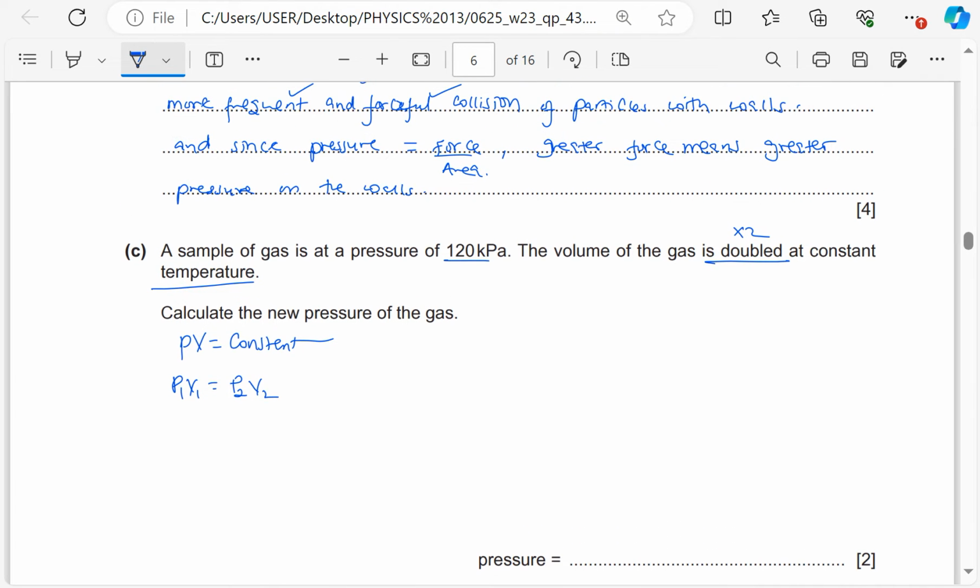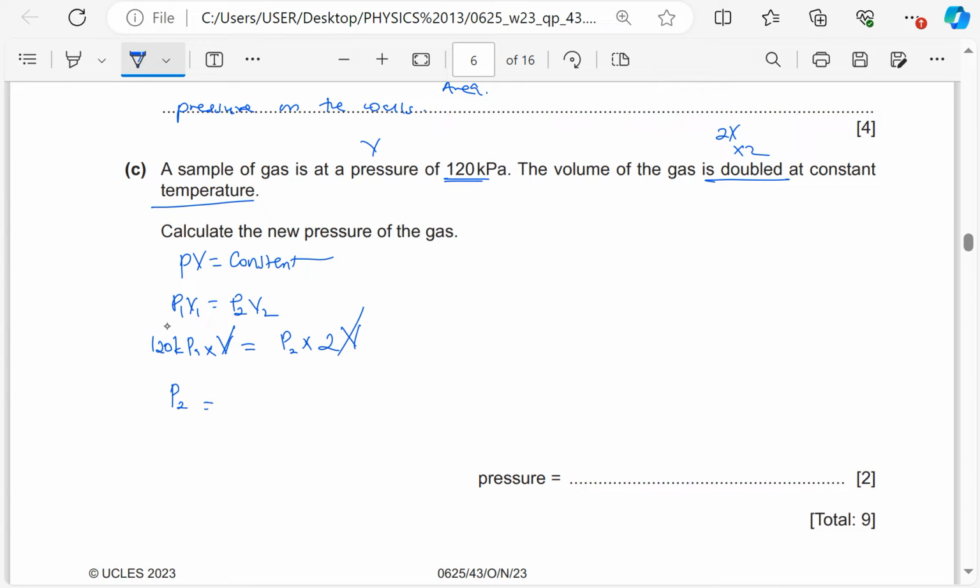So let's say the initial pressure is this one, the volume is V, and the volume after is going to be twice V because it is doubled. So I'll say pressure is 120 kilopascals times the volume V is equal to the pressure P2 times the volume twice V. So V cancels out, which means our pressure P2 is going to be 120 kilopascals divided by 2, which is 60 kilopascals. So the answer here is going to be 60 kilopascals.